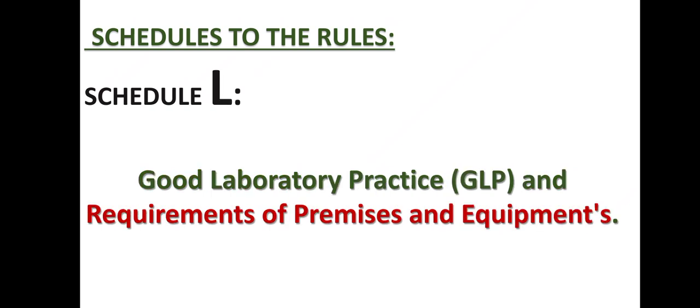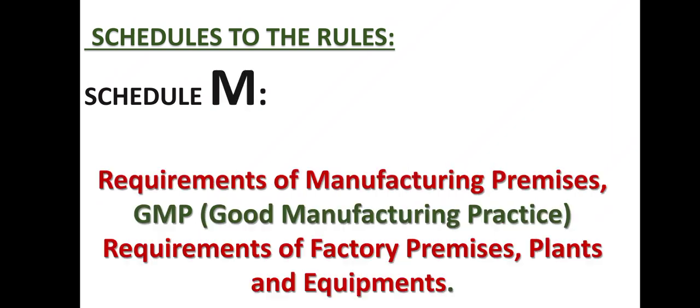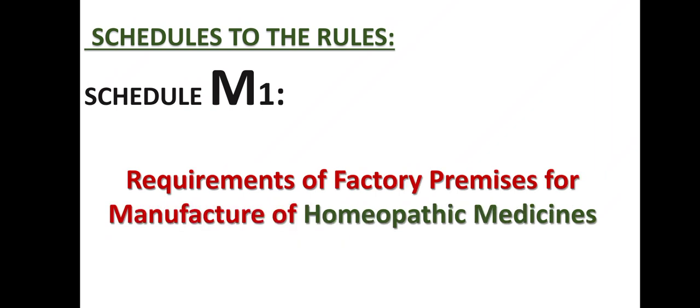Schedule L deals with GLP, that is good laboratory practice, and requirements for premises and equipment. Schedule M deals with the requirements of manufacturing premises and also GMP, good manufacturing practice, requirements of factory premises, plants and equipment. Schedule M1 deals with the requirements of factory premises for manufacture of homeopathic medicines.